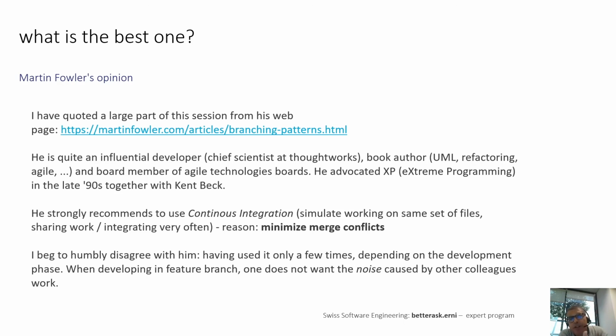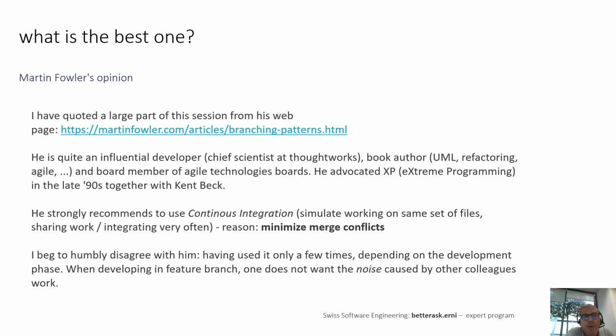Back in the 90s, he advocated for something called XP, extreme programming. So this guy has a very strong opinion, he prefers continuous integration. He says not always, but most of the time, okay? Why? Because it minimizes merge conflicts. As you see, what this kind of very good developer is most scared of is merge conflicts. And with this pattern, this disappears.